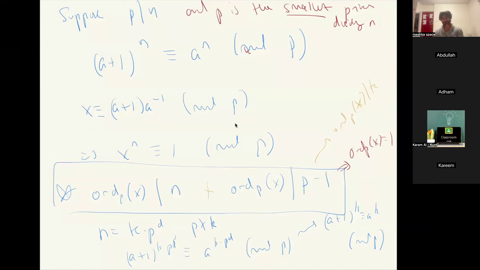So what does that mean though? That means that x to the 1 is congruent to 1 mod p. So we have a plus 1 times a inverse is 1 mod p, and so we have a inverse is 0 mod p, which is a contradiction. Exactly right. Because it means 1 plus a inverse is 0 mod p, so it doesn't work.